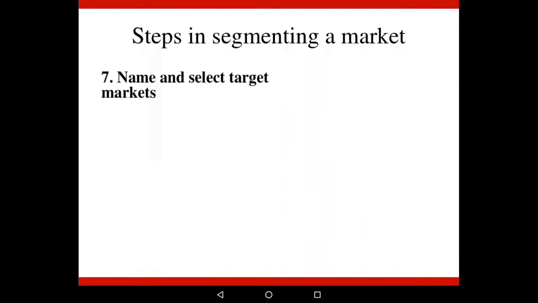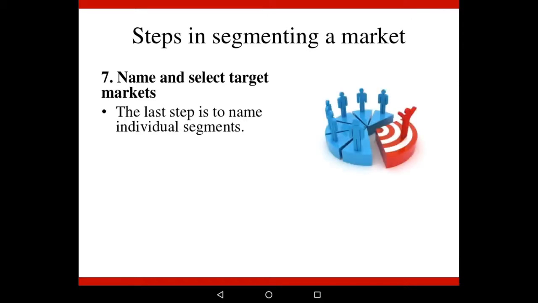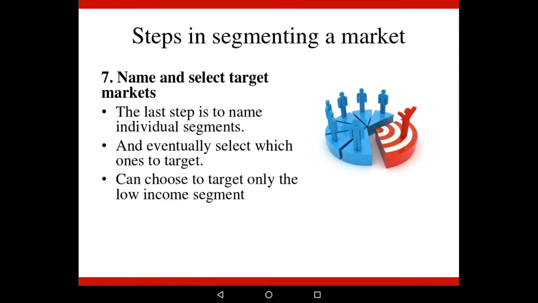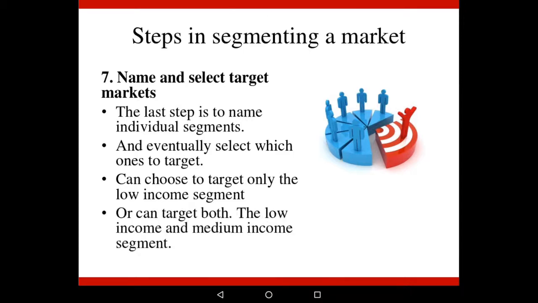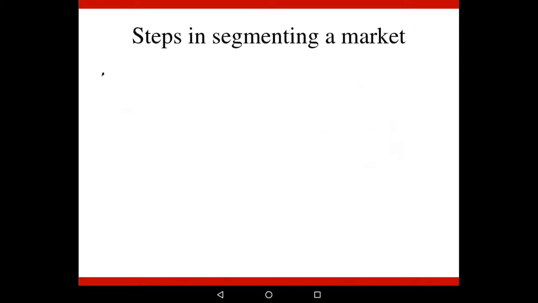Okay, then the last step, step 7, we name and select the target market. It's the last step, and it's eventually selecting which segments to target. You can choose to target only the low income segment in our example, or we can target both the low income and the medium income segment.